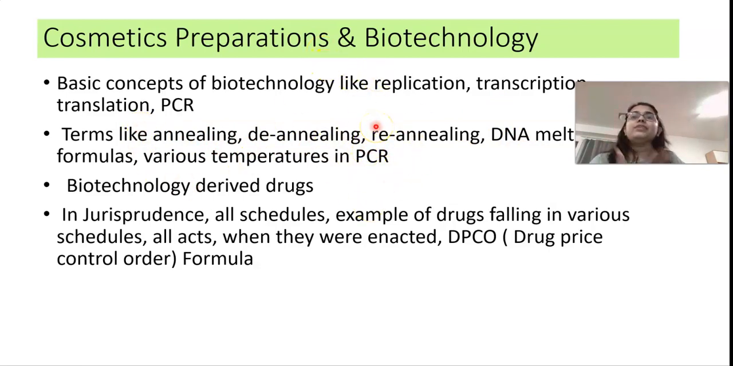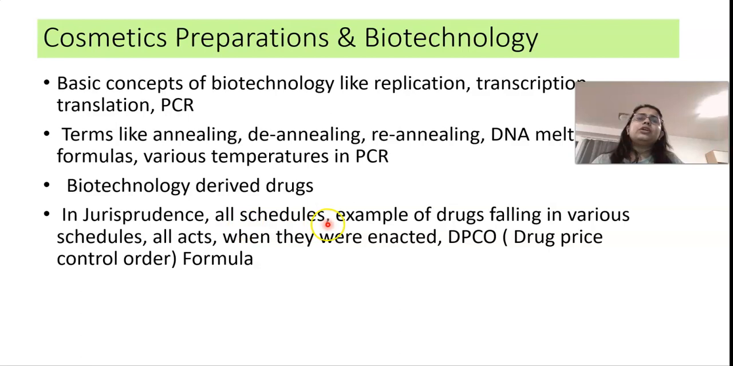Now we are very much aware of RT-PCR and PCR: what is the polymerase chain reaction, what happens in that PCR. So read a little bit of explanation of PCR. Then biotechnologically derived drugs: what are the new biotechnologically derived drugs, about that you have to read.